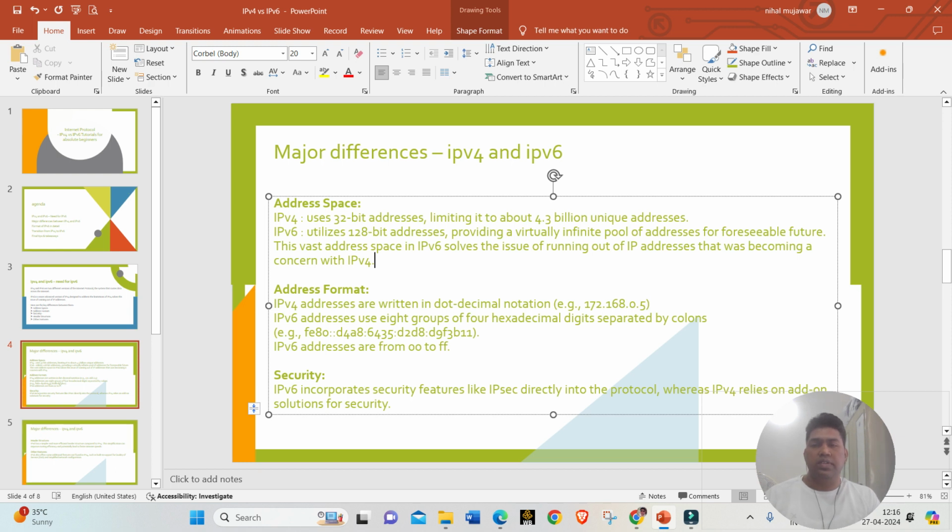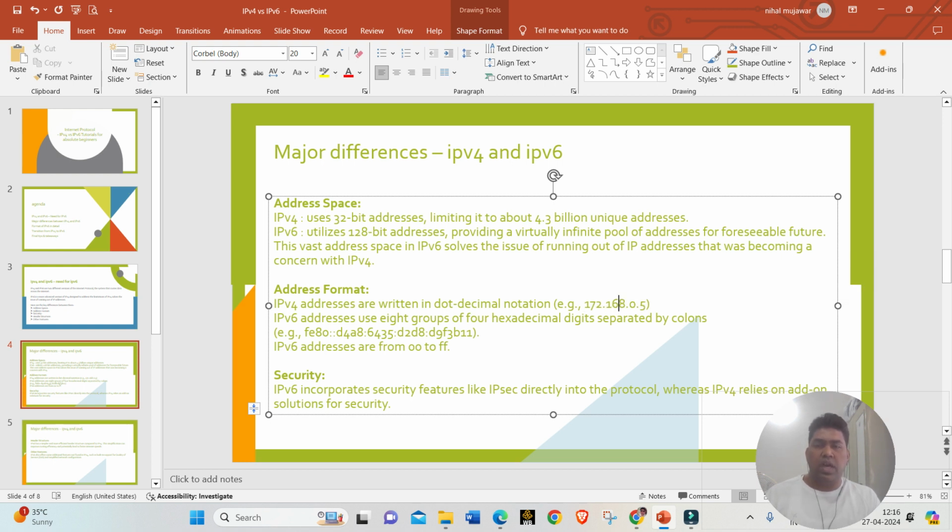The second difference that we can see is address format. I hope you might be aware, or if you're not aware, IPv4 is 32 bits, so the addresses are written in dot decimal format. For example, 172.168.0.5. So this is, you can say, a 32-bit address.